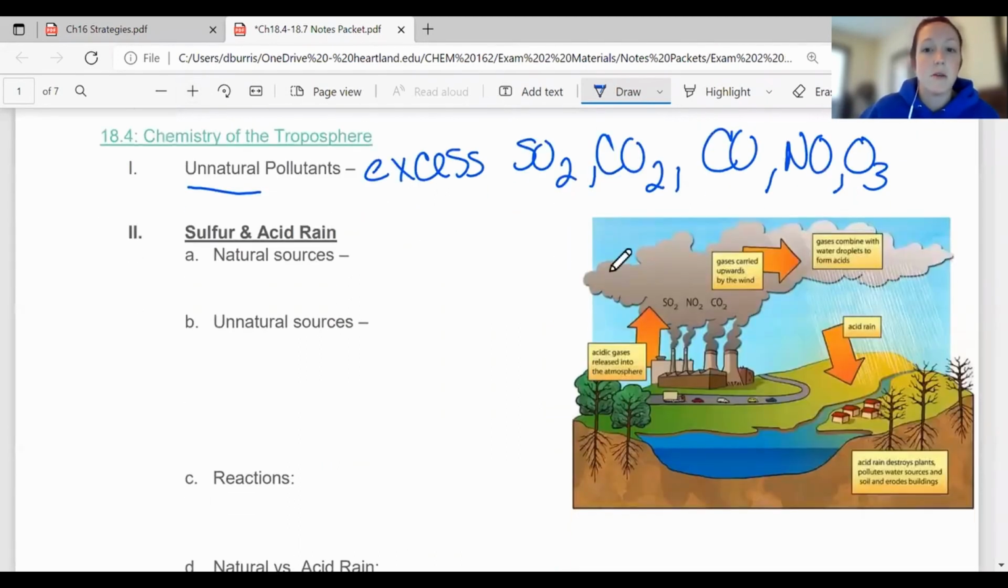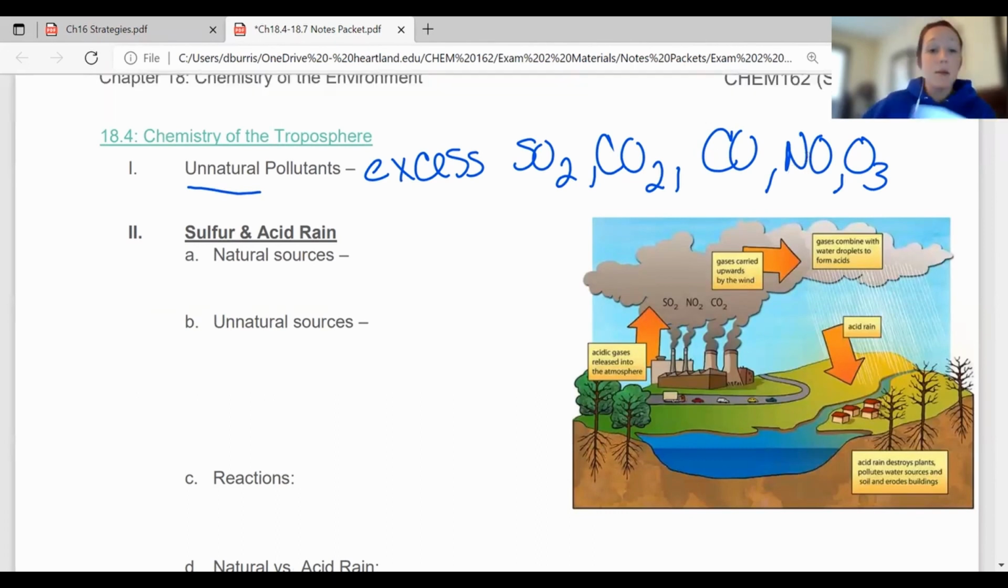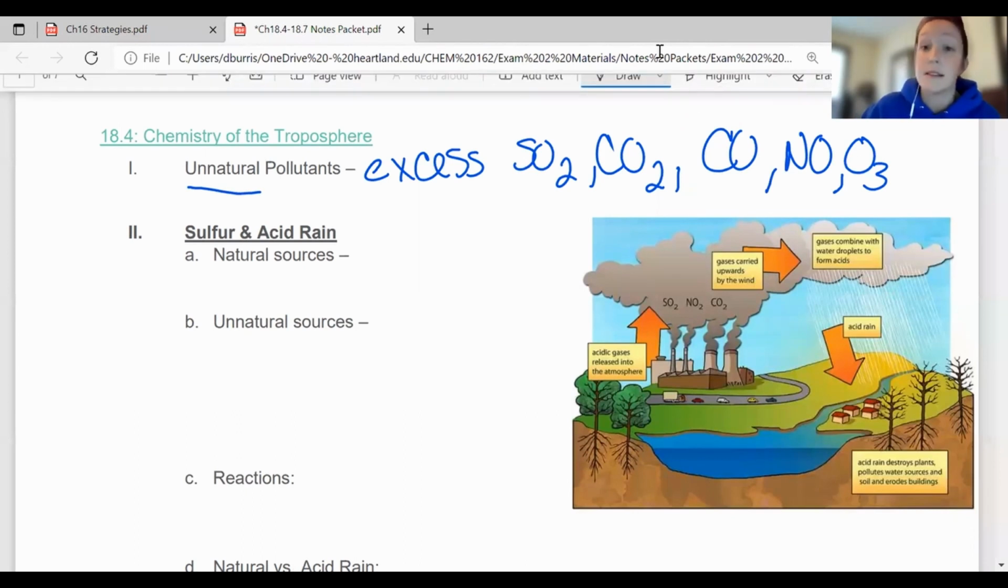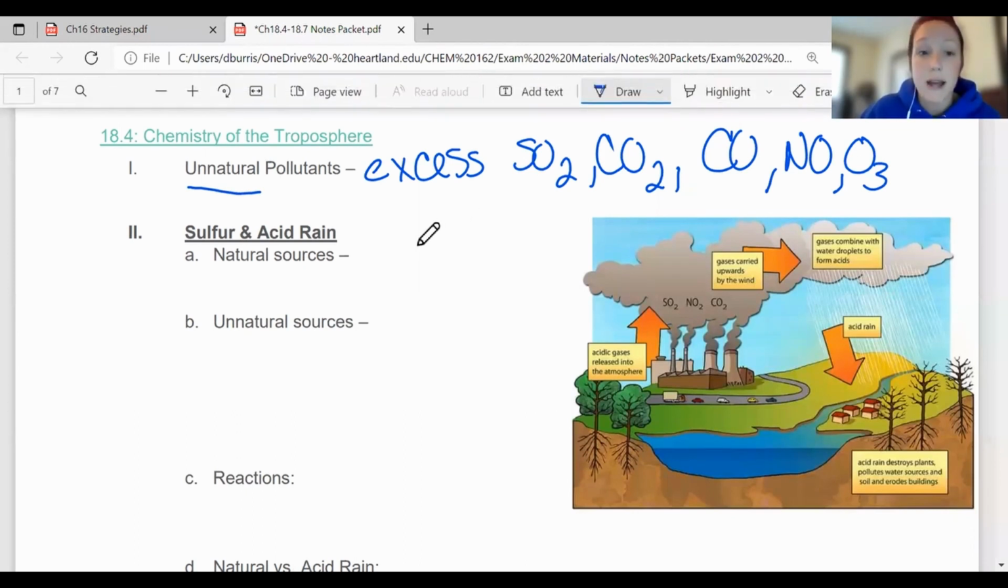Sorry, I just wanted to zoom in a little bit. I'm going to talk about what they do to our environment today. So the first thing I'm going to talk about is sulfur and acid rain. I know you've all heard about acid rain. Obviously, acid rain is rain that is acidic, which can cause all kinds of problems.